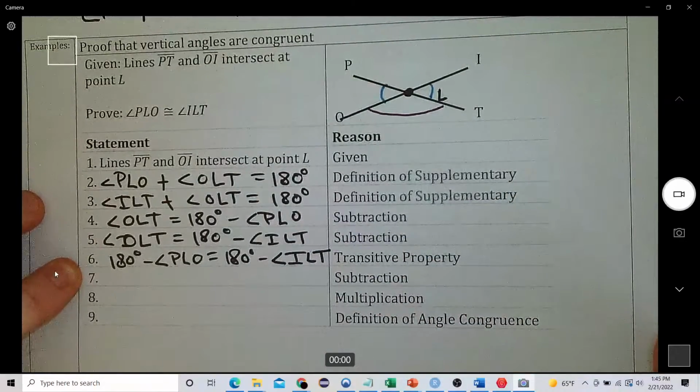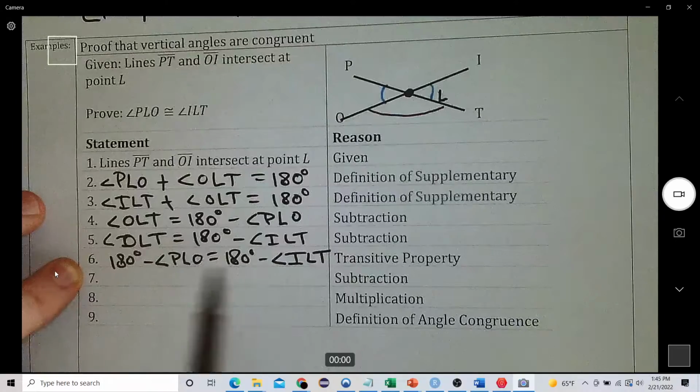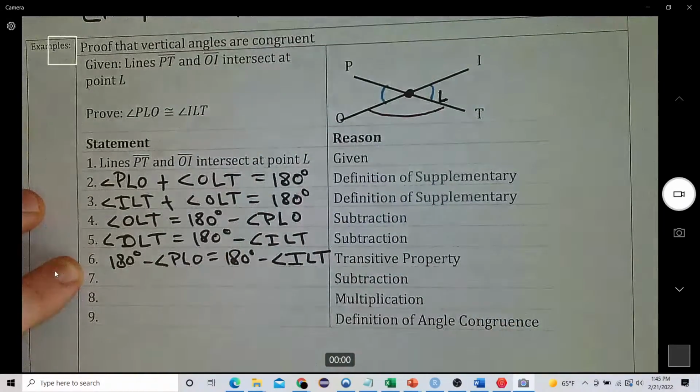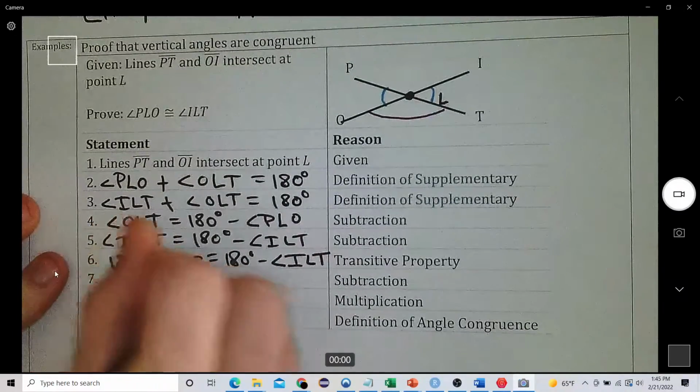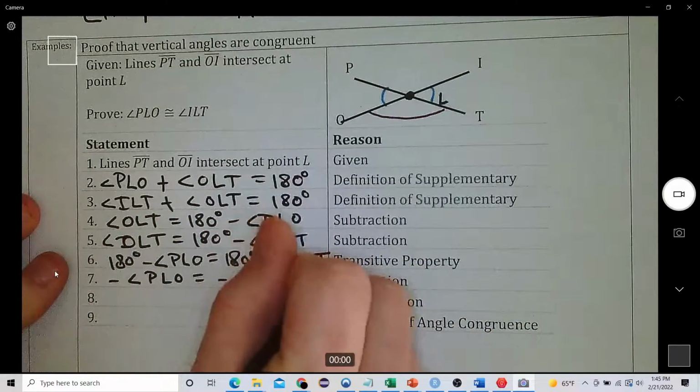All right, so now we got to do a little bit of algebraic manipulation. That's it. We're almost there. So subtraction, how can I get closer right now? What can I do to both sides to get closer to this? 180? Subtract 180 from both sides. Agreed. Let's get rid of that. 180 is gone from both sides. So now we have negative angle PLO is equal to negative angle ILT.